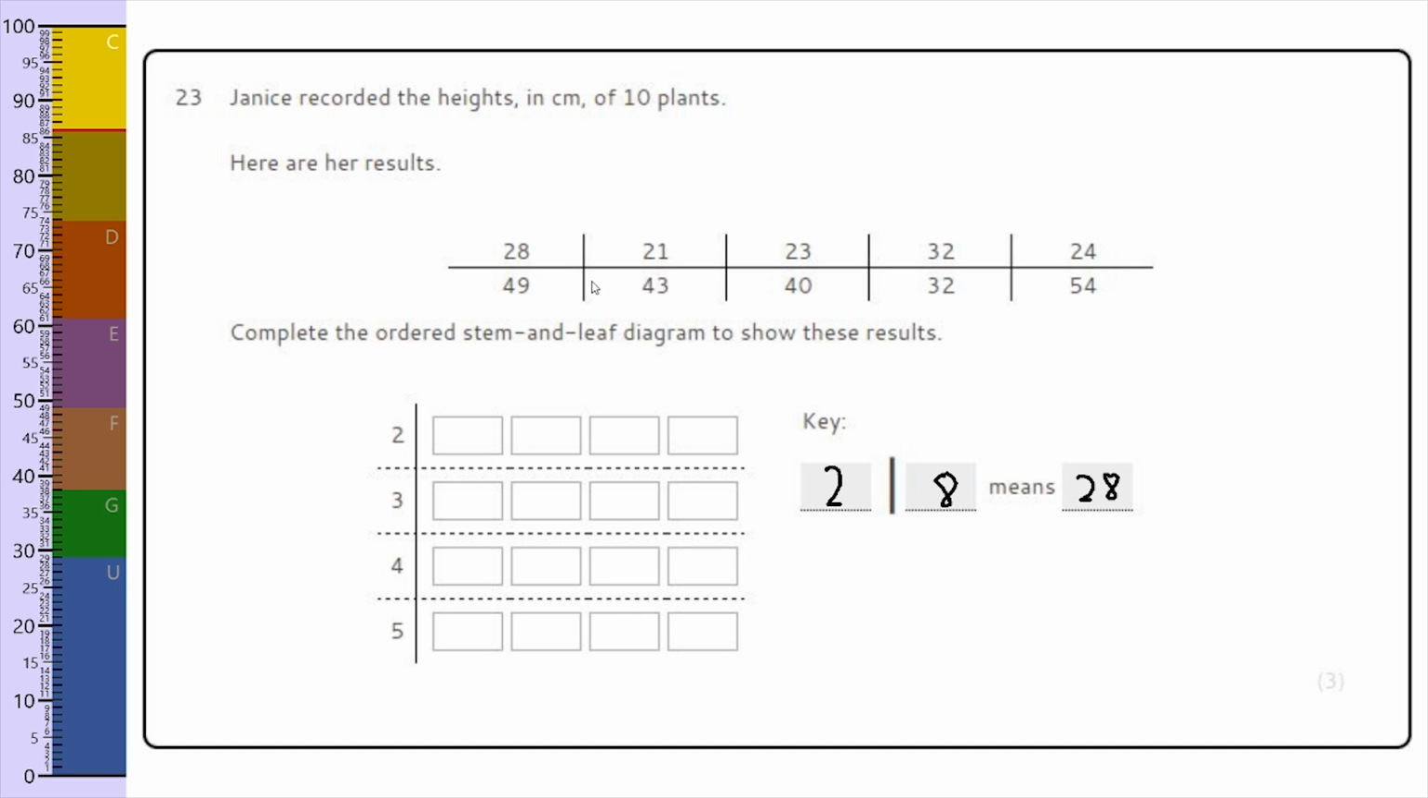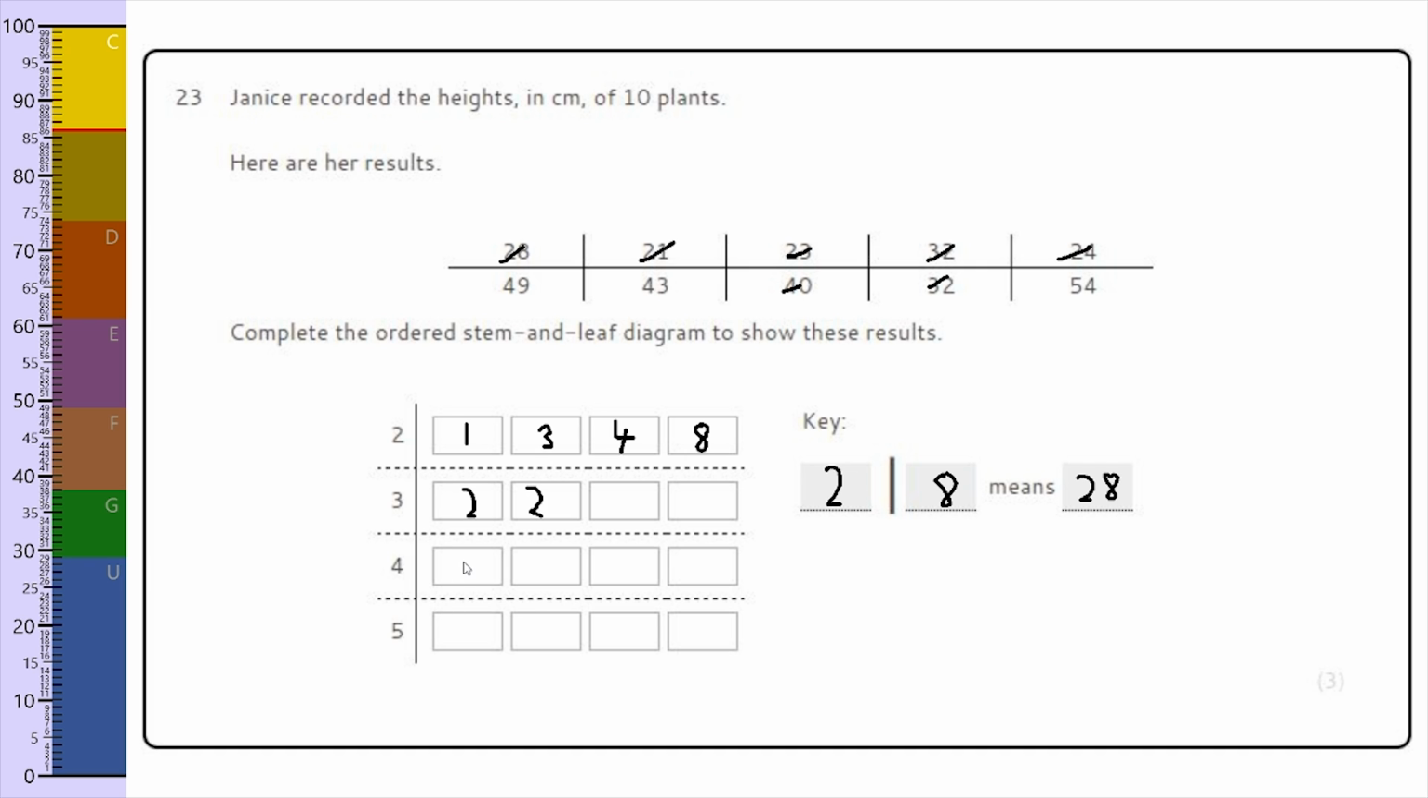Right, I'm just going to put them in order first. So looking at this, the lowest 20 is 21, so I just put the units in, and then looking around, it's 23 I think next, 24, and then 28. I'm crossing them off as I go so I don't put them down twice. 32 and 32. Okay, this time I want to put the same one down twice because there's 2 32s.